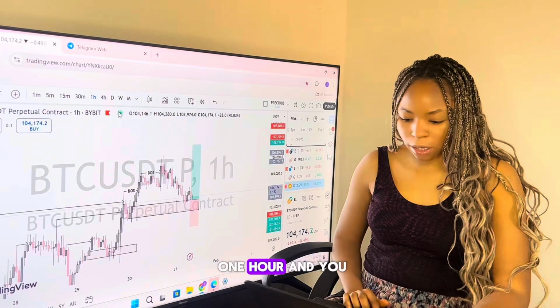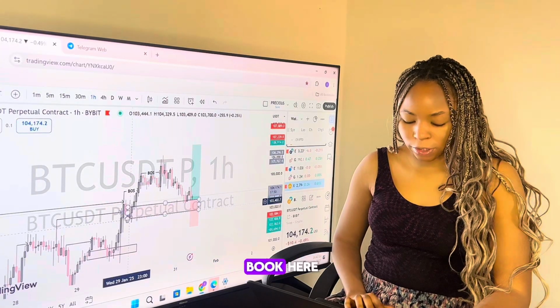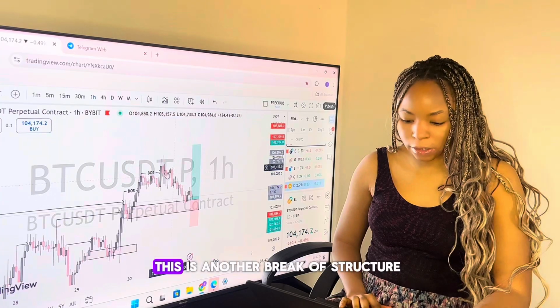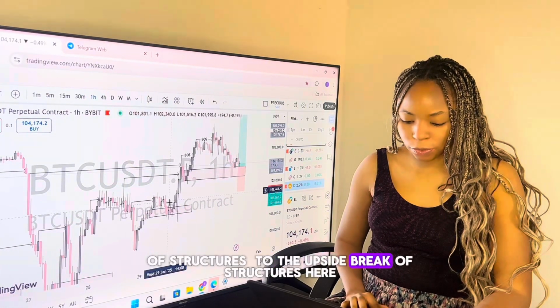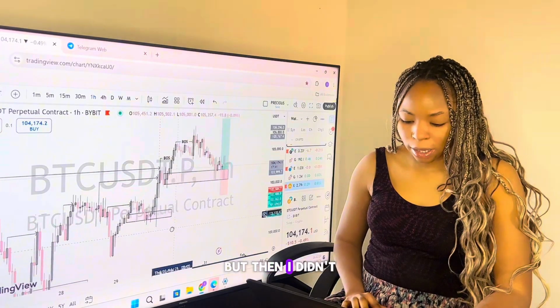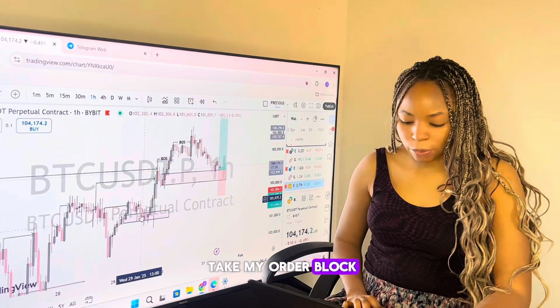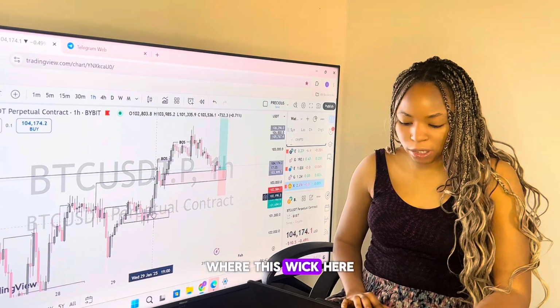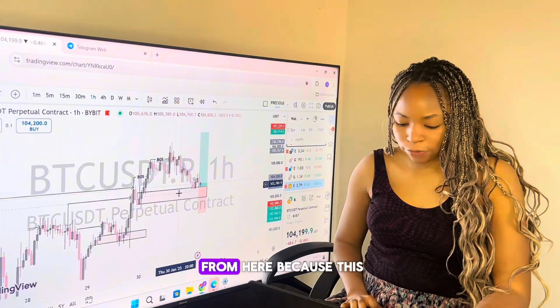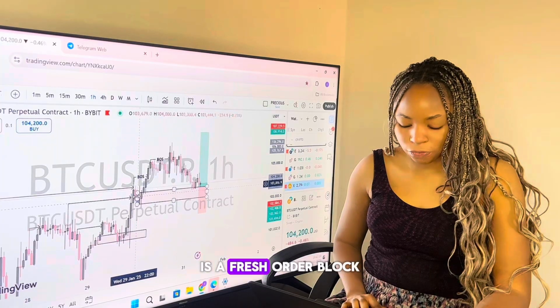Okay, so this is 1 hour, and you can see my order block here. You can see this is a breakout structure here. This is another breakout structure. We have multiple breakout structures to the upside, but I didn't take my order block from here because this place has been mitigated already by this big one here. I took my trade from here because this is a fresh order block.